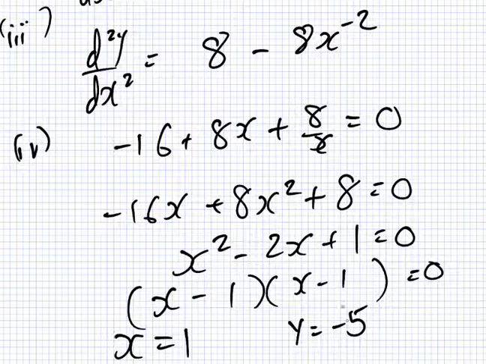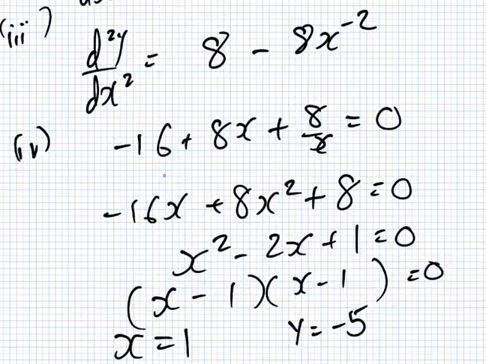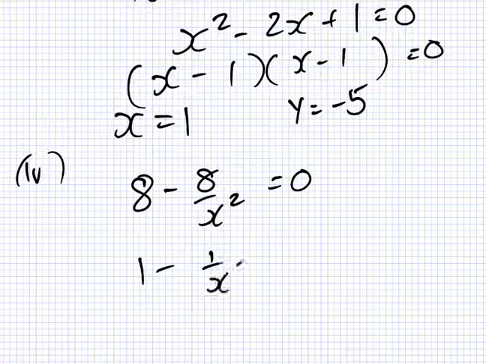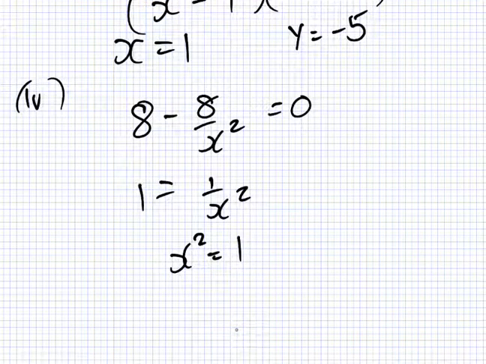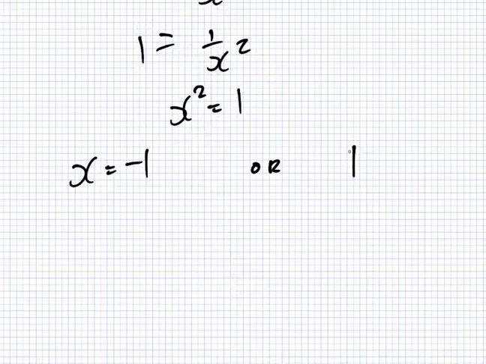And then finally, the inflection point is when the second derivative equals 0. So we have 8 minus 8 over x squared equals 0. So we have 1 minus 1 over x squared equals 0. So we have 1 equal to 1 over x squared. So we have x squared equal to 1. So x could be plus or minus 1. So we have x equals minus 1 or 1.